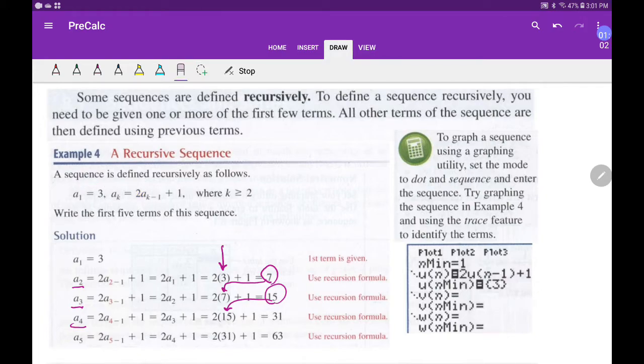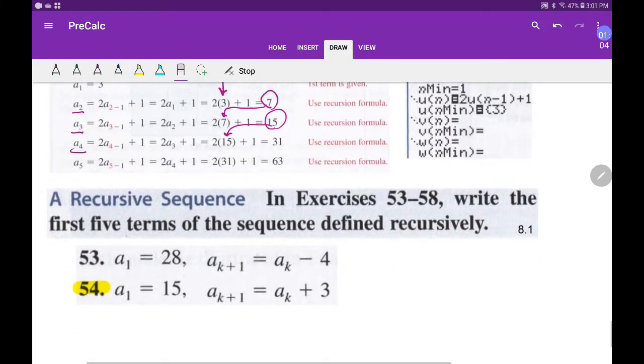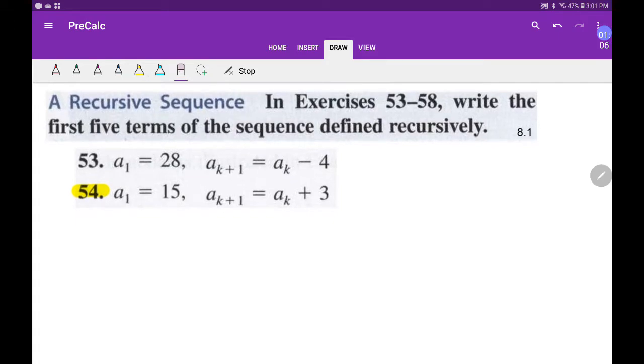Okay? So let's go ahead, and they're going to give us the first one. We're not surprised by that. They gave us the first one. It's a good thing, or we'd be stuck. And we say, well, what happens when k is 1? Well, when k is 1, maybe I should make a table. Let's do that. K is 1. Then we're going to say a sub 1 is equal to 28. They gave us that.